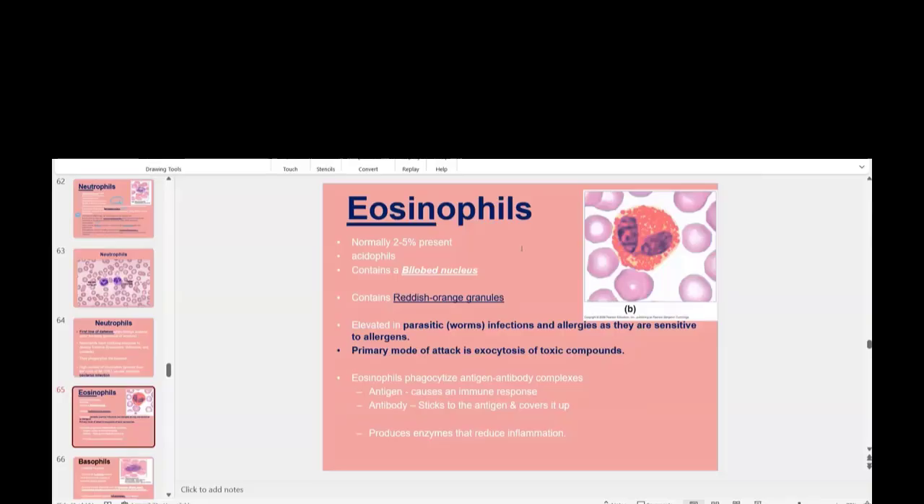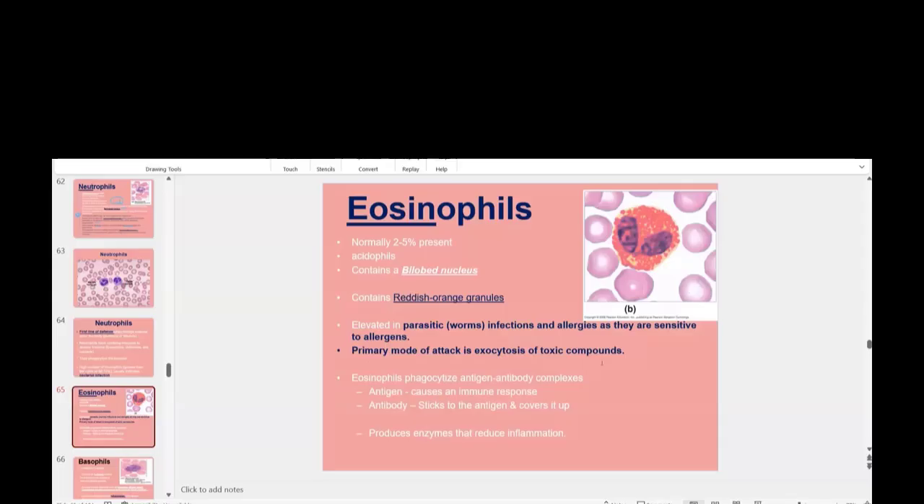It's 2 to 5% present, and it takes up the acidic dye, so it's also called acidophils. It contains a bilobed nucleus. Look at the nucleus having 2 lobes, that's why it's called bilobed nucleus, and it contains reddish orange granules. When there is a parasitic infection, it is elevated, or in allergies, as they are sensitive to allergens, okay? And the primary mode of attack is exocytosis of the toxic compound.